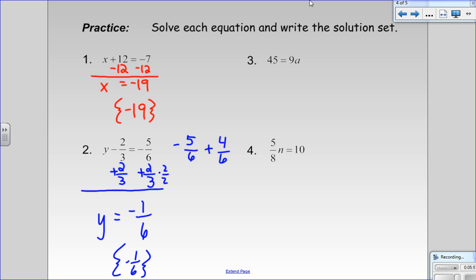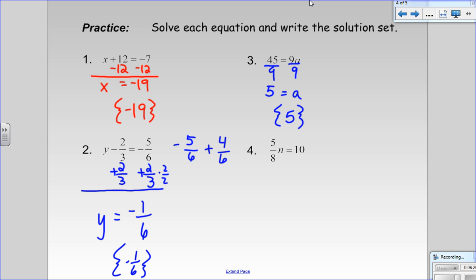In example 3, you can see our variable is written on the opposite side of the equation. It's on the right side of our equation, but that doesn't change our steps. We still want to isolate the variable. This time we want to do the inverse operation of multiplication, which will be division. So a equals 5, and 5 is our solution.